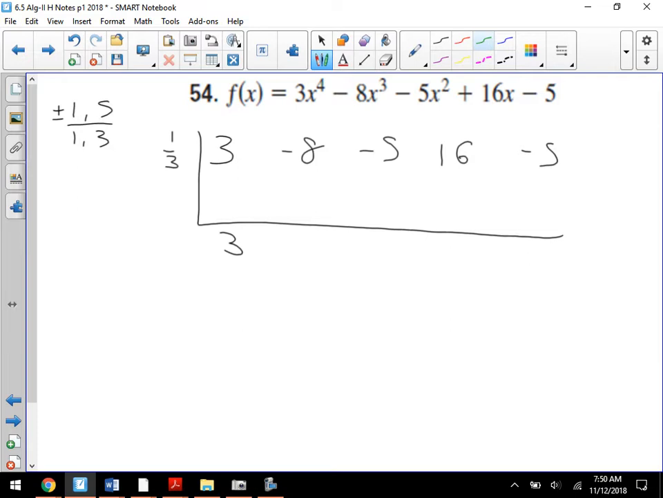What's a third of 3? 1. Okay. We add those. You add those together, you get -7. Now, if you do a third of that, it's -7/3, and it just seems to fall off the rail here.